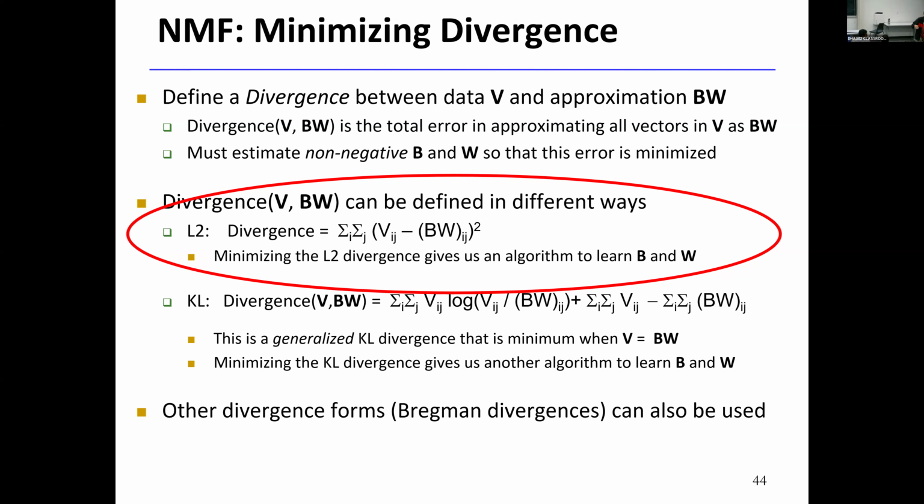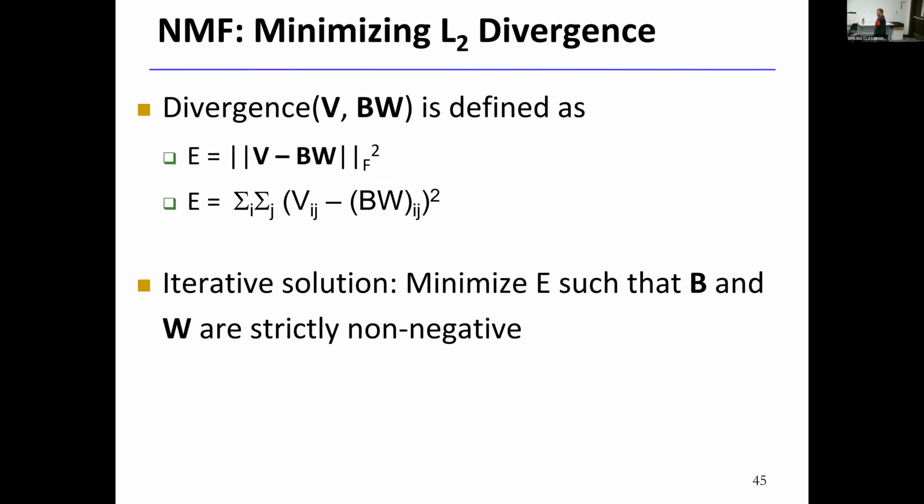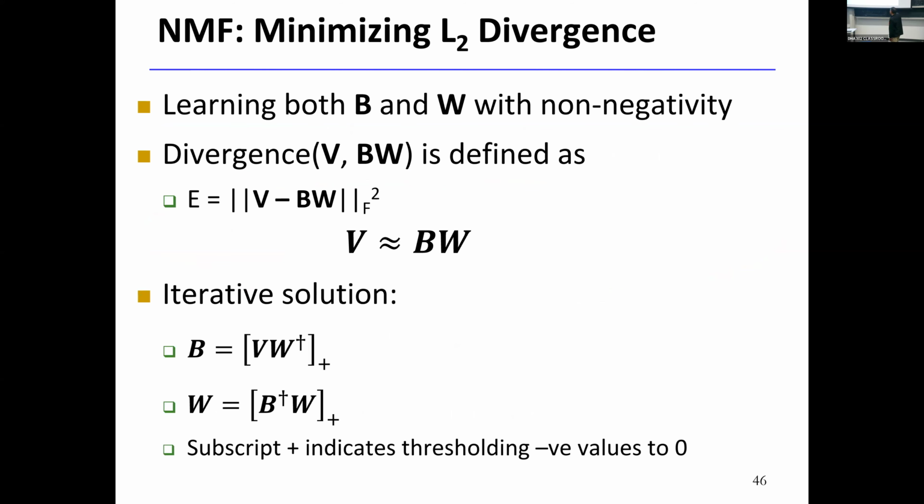If you take anything that has a negative component and set it to 0, that's actually just a projection onto the non-negative space, right? And so that's what we would do over here. Iterative solution: we want to minimize the error E such that B and W are strictly non-negative. So here's what I can do. I can initialize my B and W, and my B is going to be V times W pseudo-inverse. It's not guaranteed to be non-negative, so I floor all the negative elements to 0. But now I have an updated estimate for B.